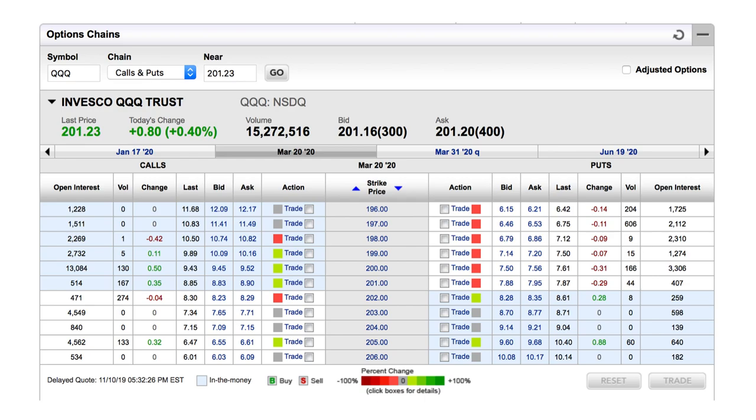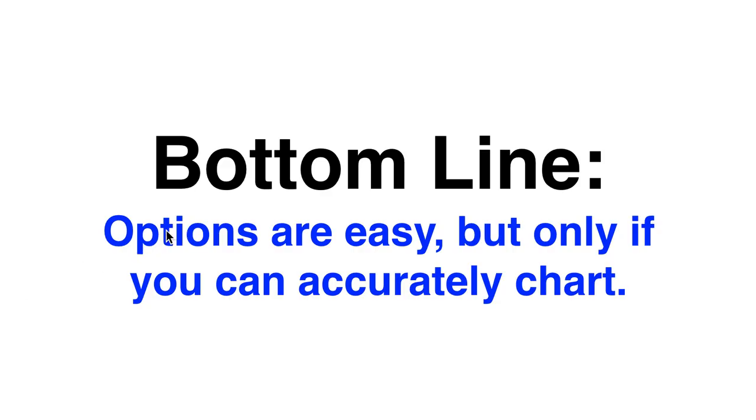Keep those rules in mind, my friends. They will help you so immensely. I wish I'd had those when I first started doing my practice trading with options. Very, very important to keep you straight and out of trouble. The bottom line: options are easy, but only if you can accurately chart. That is the key. That is why we are chartingwealth.com. Charting is what it's all about. Once you can do that, everything else comes easy.